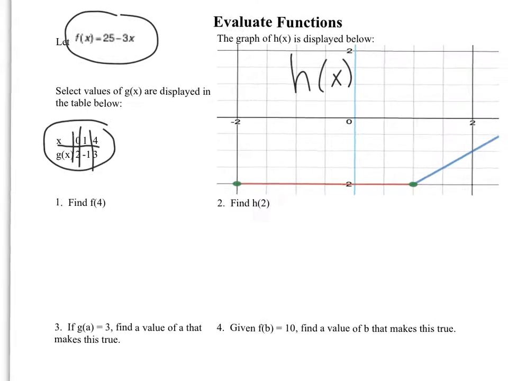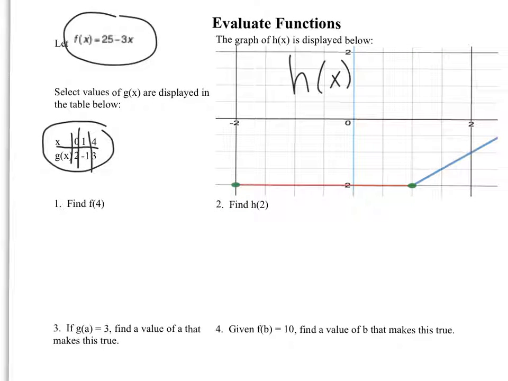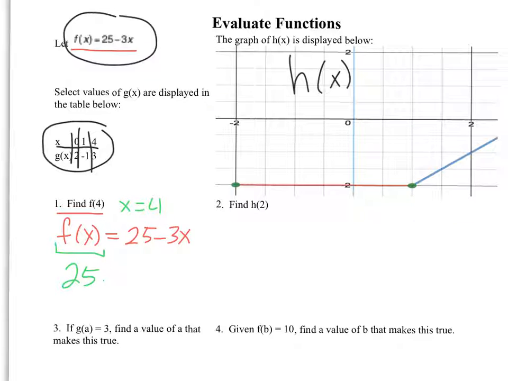Okay, first off, we've got to find f of 4. So I'm thinking about, okay, I got to find function f, and I see that that's the equation. I'm just going to write f of x is equal to 25 minus 3x, just so I have that there. And I know if I have an equation, f of 4 means find the value of the function f of x when x equals 4. So I'm going to plug it in. So this becomes 25 minus 3 times 4. And when you do this out, that's minus 12. 25 minus 12 is going to be 13.